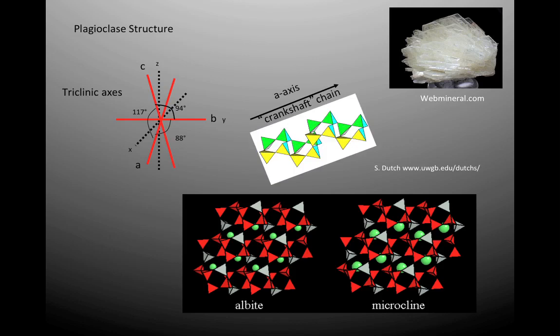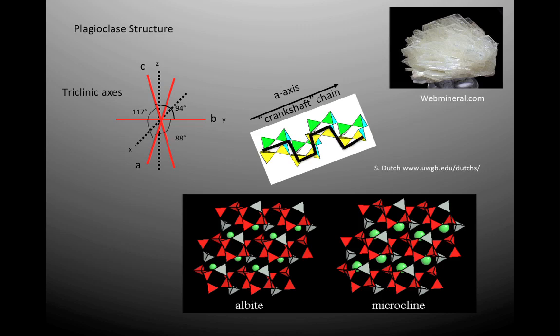Within the structure of the plagioclase feldspars, you can find what has been termed a crankshaft chain of silica tetrahedra arranged in fourfold rings that are joined together, shown there.